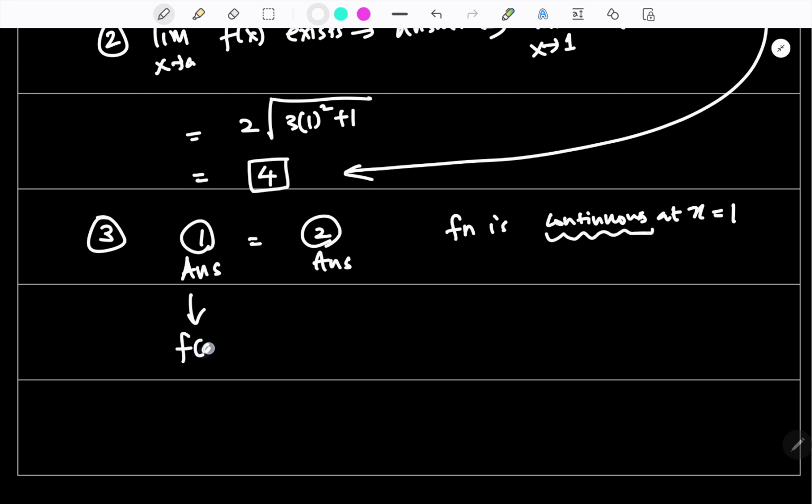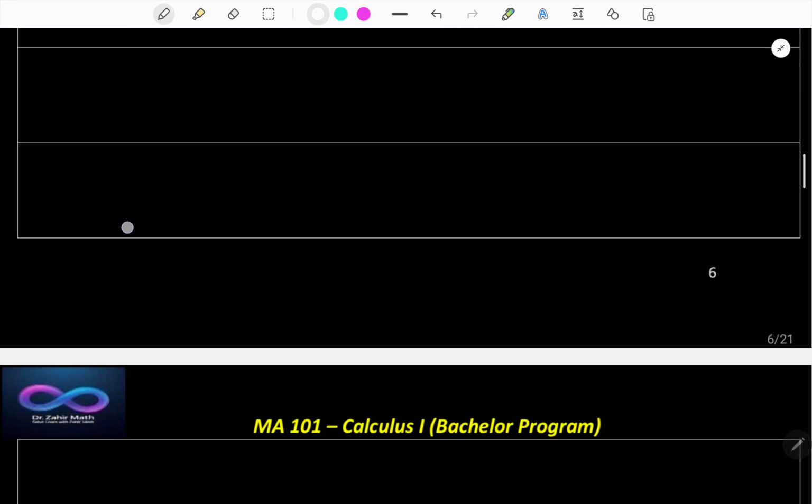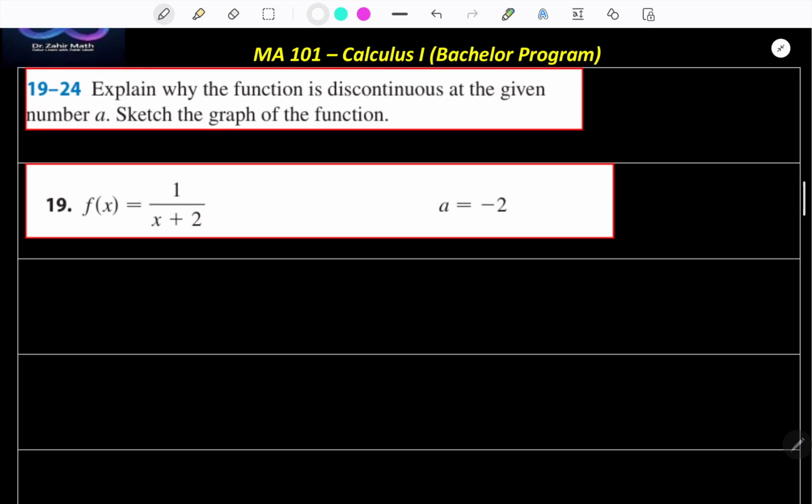Function is continuous. What is step number 1? F of a. What is step number 2? Limit x tends to a, f of x. That's it. These are the 2 conditions for continuity.